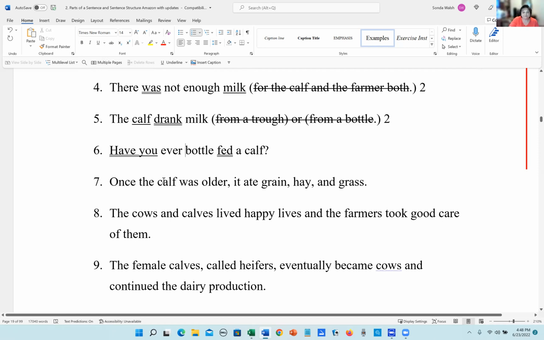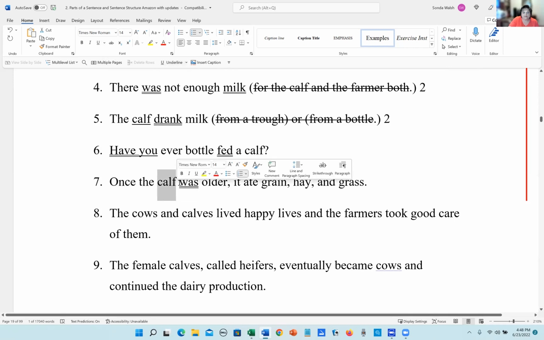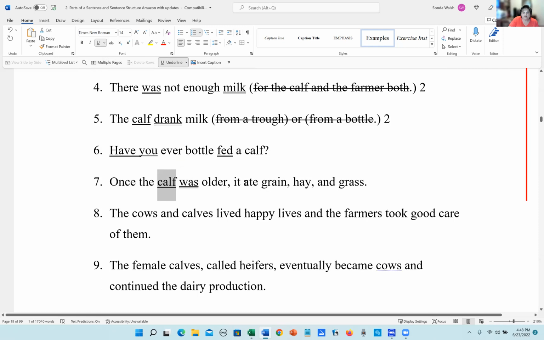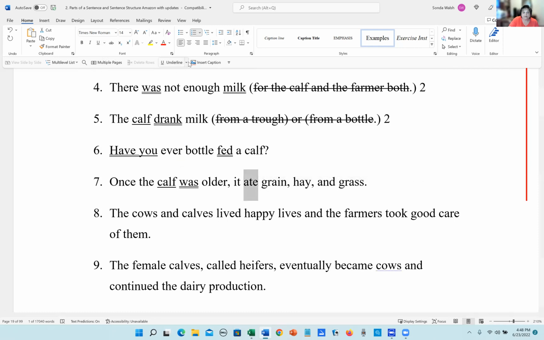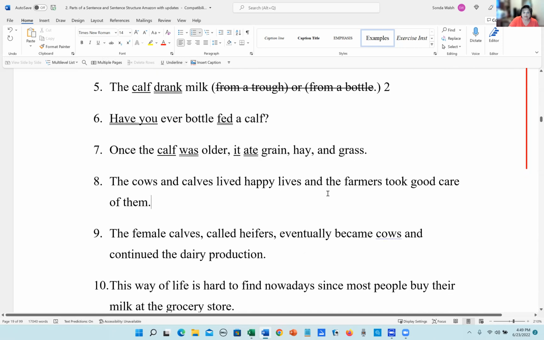Number 7. Let's find our verbs. There are no prepositional phrases. "Was" is a verb. And what was older? The calf is the subject. And "ate" is a verb. What ate? It ate. Okay.